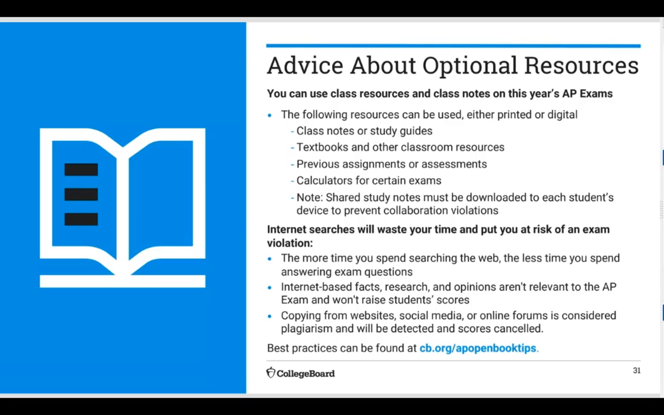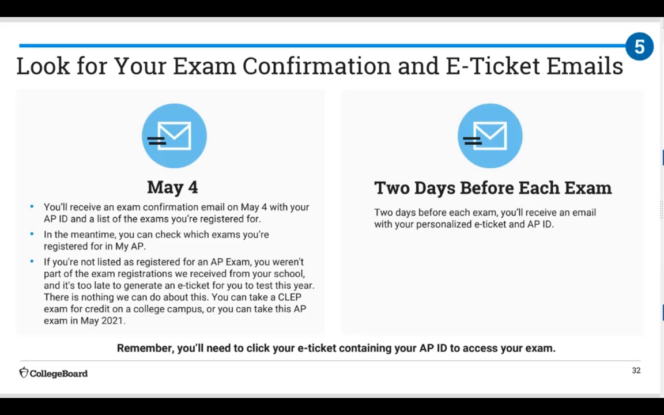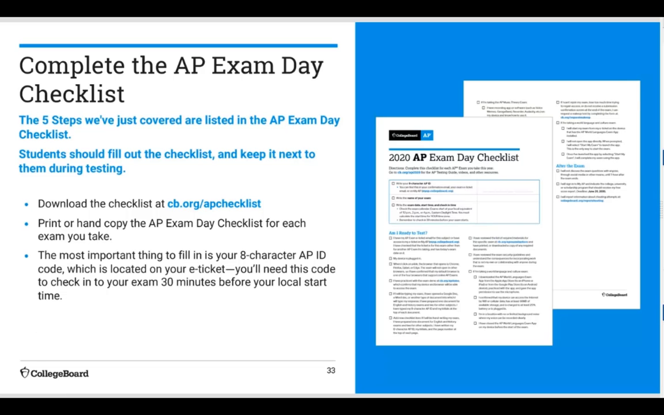Okay. May 4th, that's yesterday, you should have gotten the confirmation email with your AP ID and the list of exams you're registered for. 2 days before the exam, you'll get the ticket. This is your exam day checklist. I have this linked in the course, but they also have the link right here.